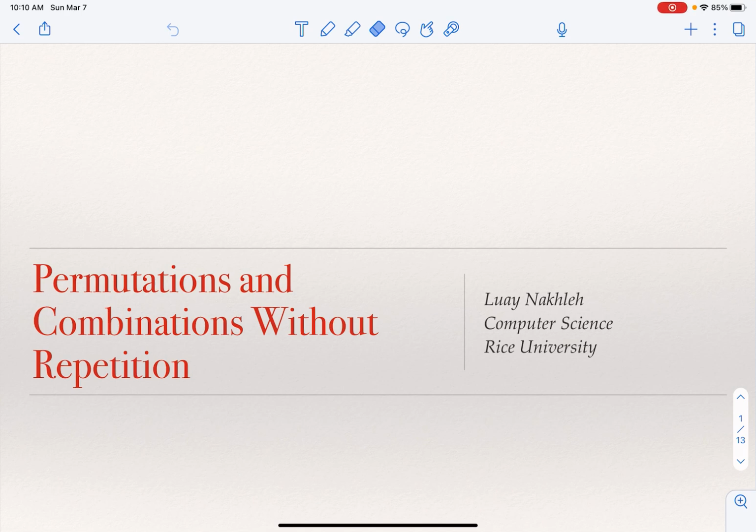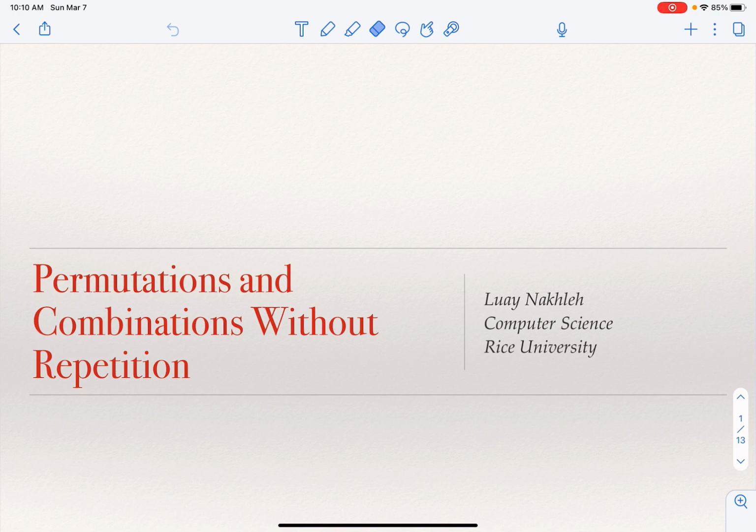I will now talk about how to count what we call permutations and combinations of elements from a set when I do not allow repetition. Repetition means you can take the same element from the set more than once. So in this video, I will not allow that. If I give you a set of letters, for example, A through D, and I say, give me 3 letters from there, you cannot give me A more than once, or B more than once, or C more than once, or D more than once. So this is what we mean by without repetition.